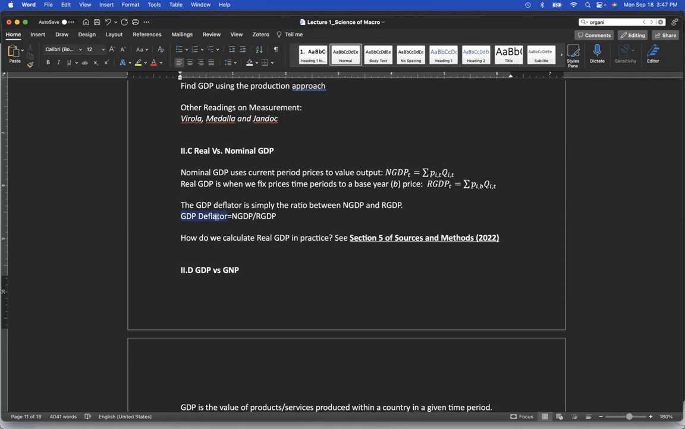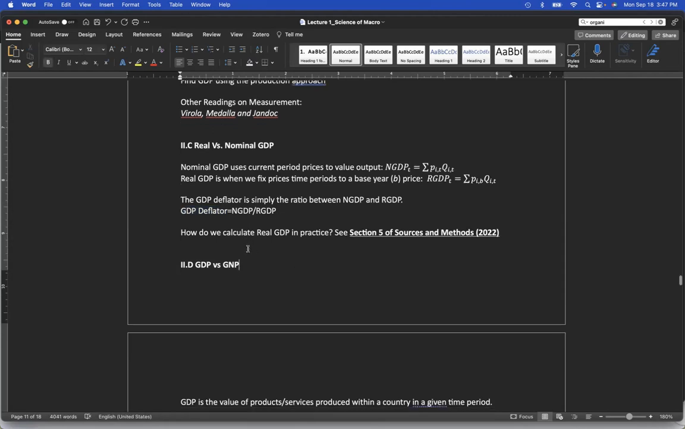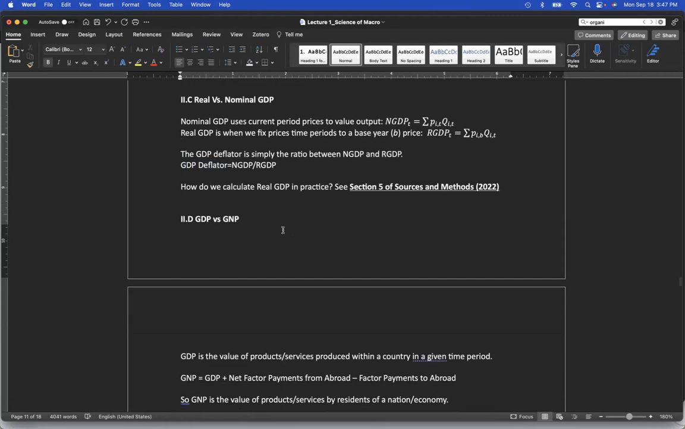Now, we define a GDP deflator as just the ratio between nominal GDP and real GDP. So how do we calculate GDP in practice? We will get to that in a moment.